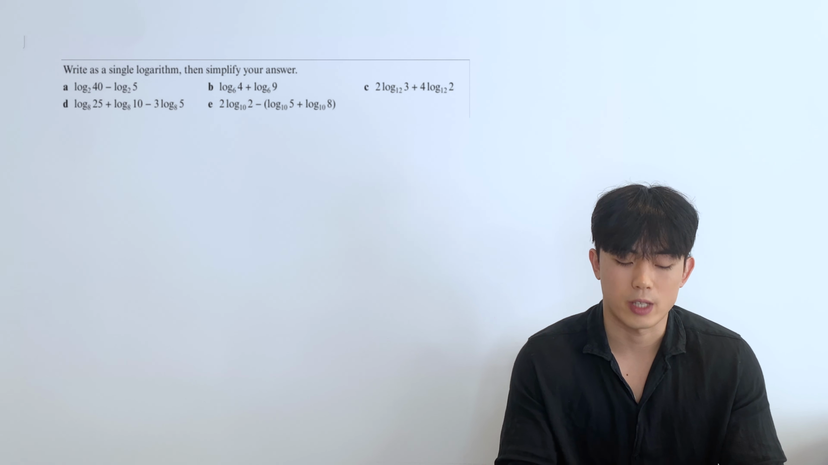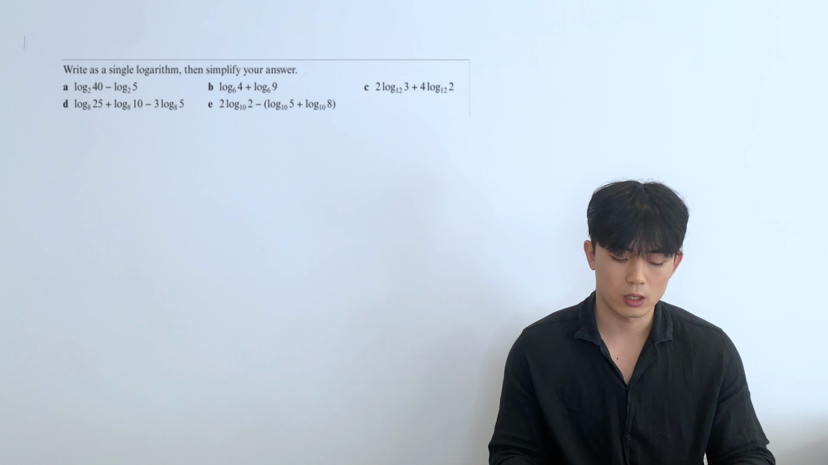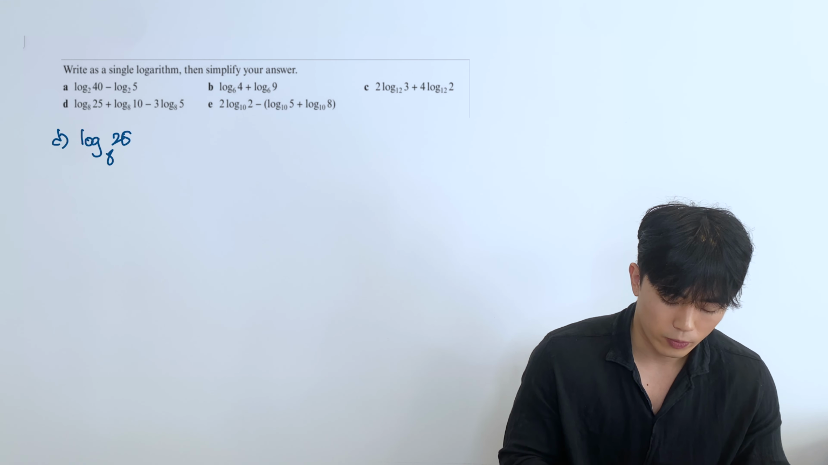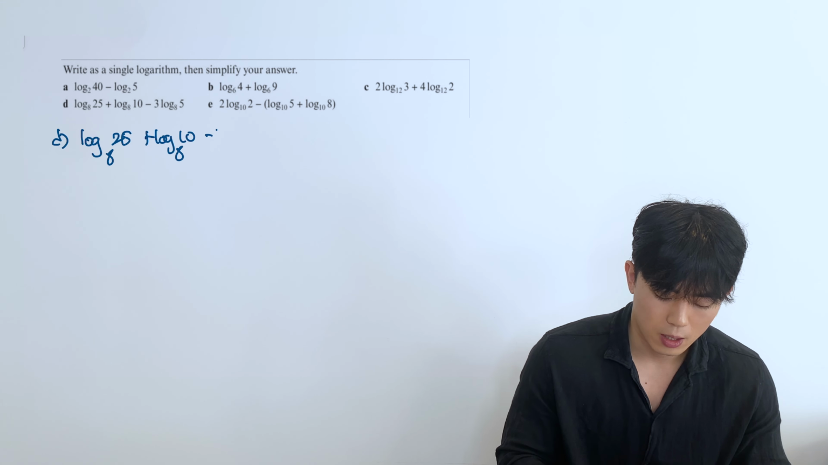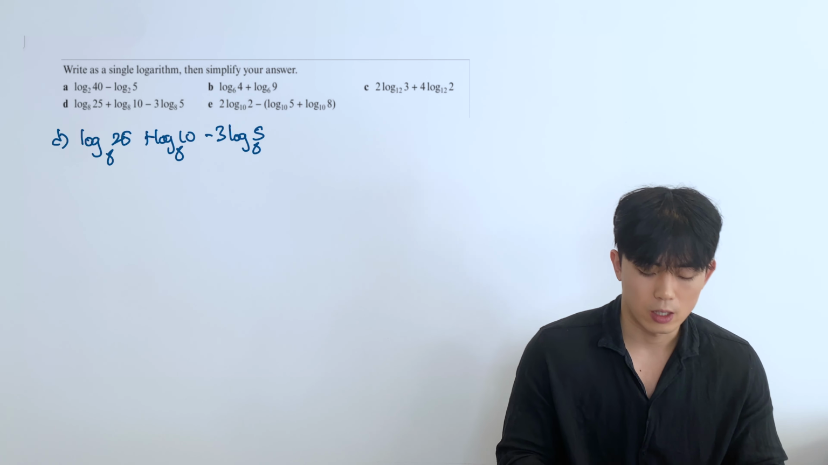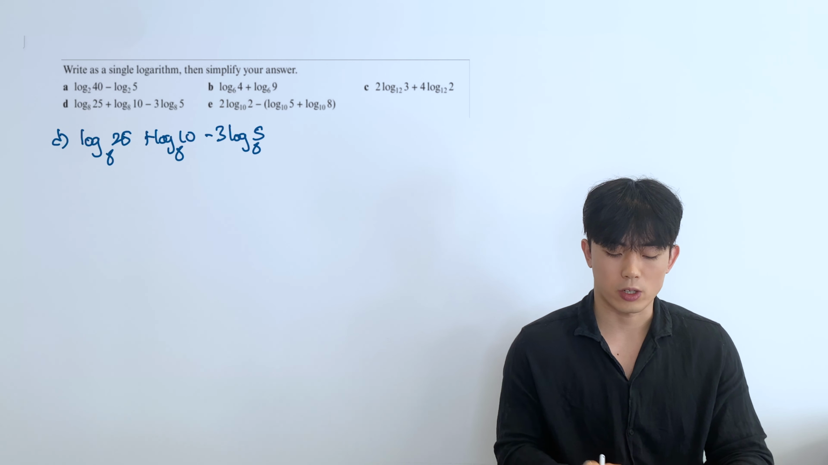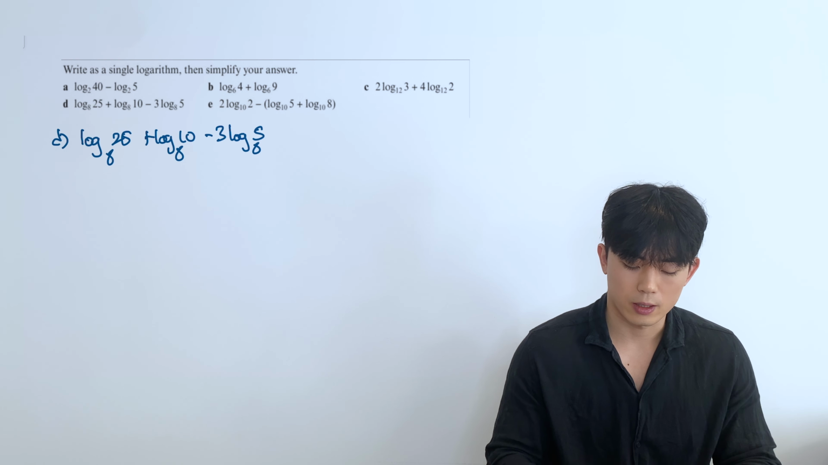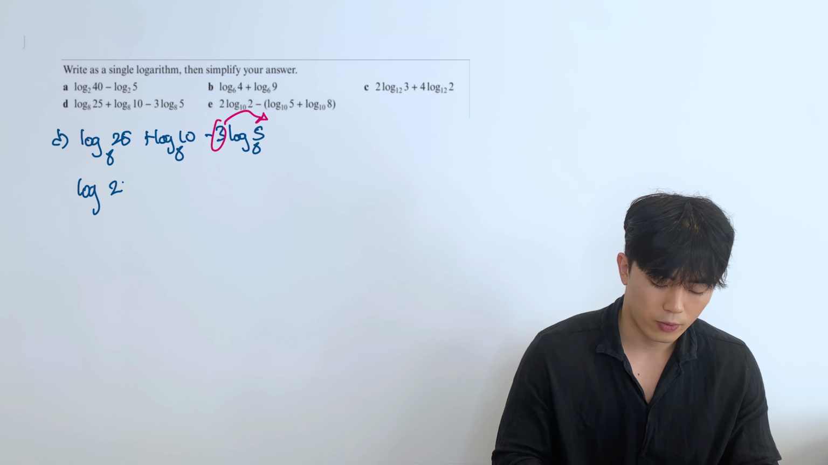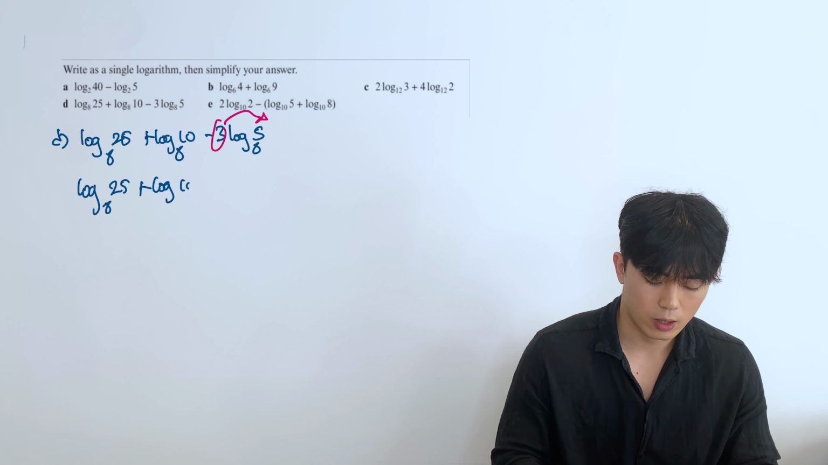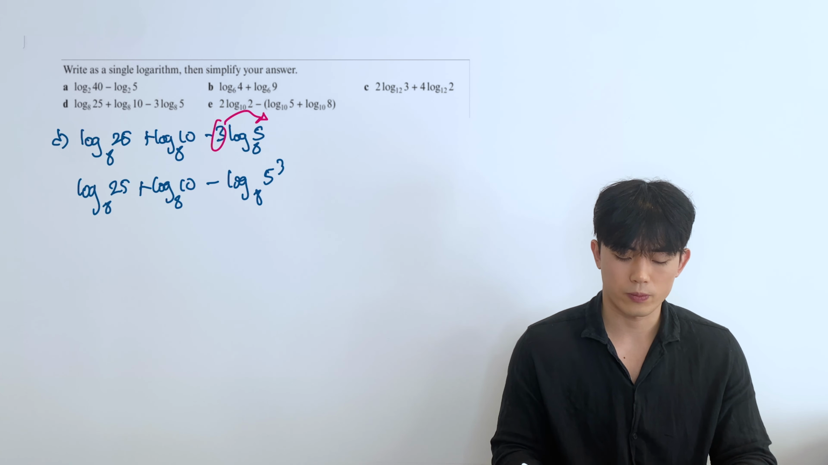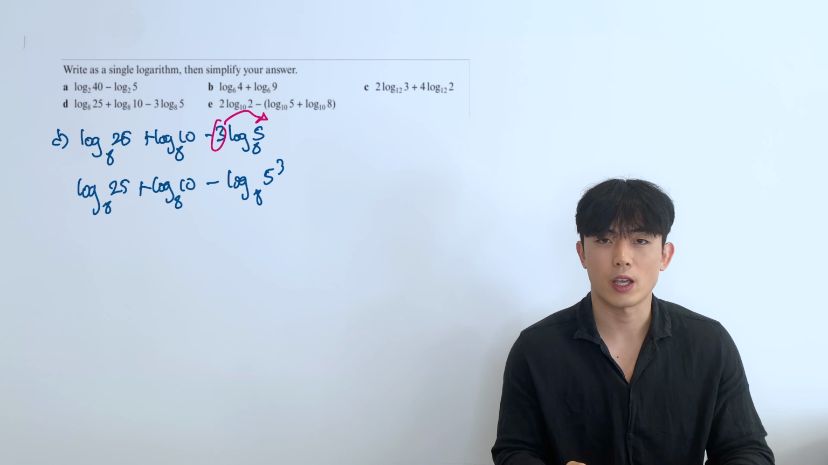Right, so let's try some of these questions here. We have to combine them into single logs. So let's try D. So log 25 base 8 plus log 10 base 8 minus 3 log 5 base 8. So as I said, these rules only work when the bases are the same. As you can see, they all have the same base, so we can apply these rules. Right, first things first, this 3 here, we can use the power rule to bring it up to here, right? So I can say it's equal to log 25 base 8 plus log 10 base 8 minus log 5 cubed base 8 like this.